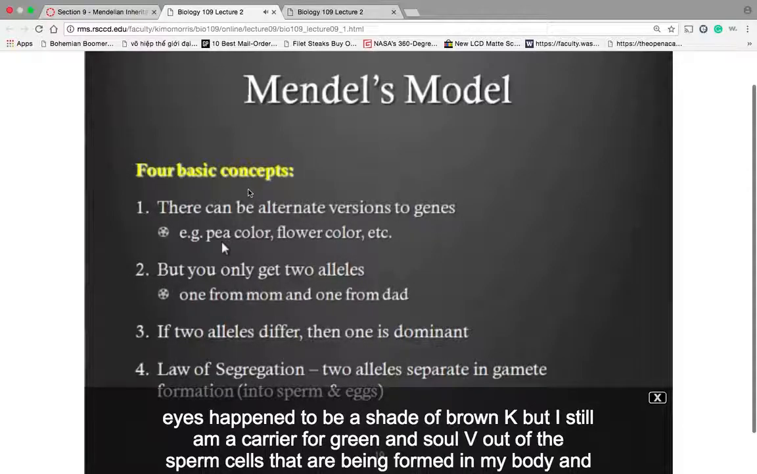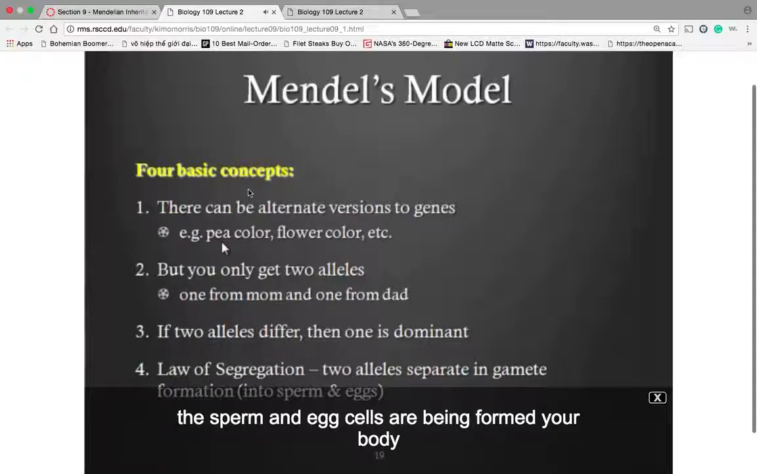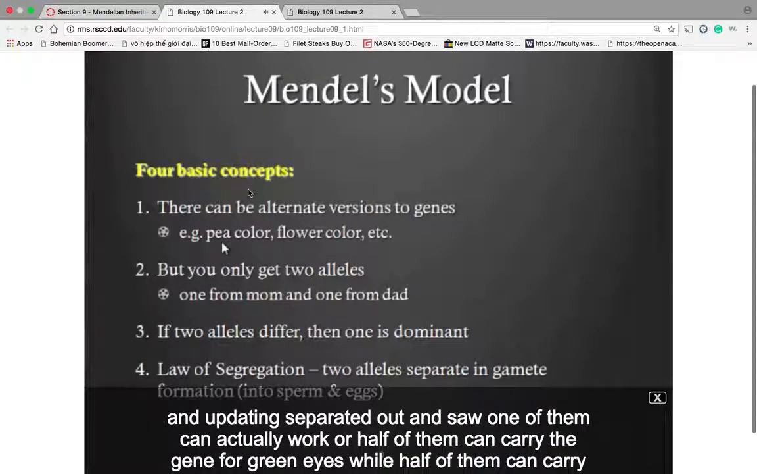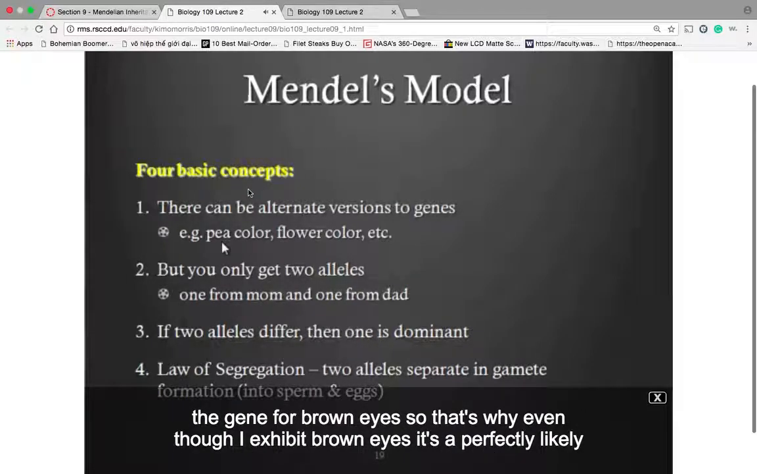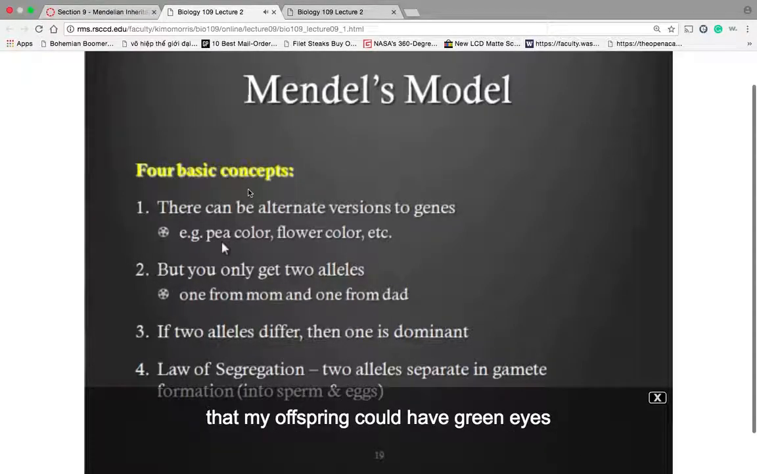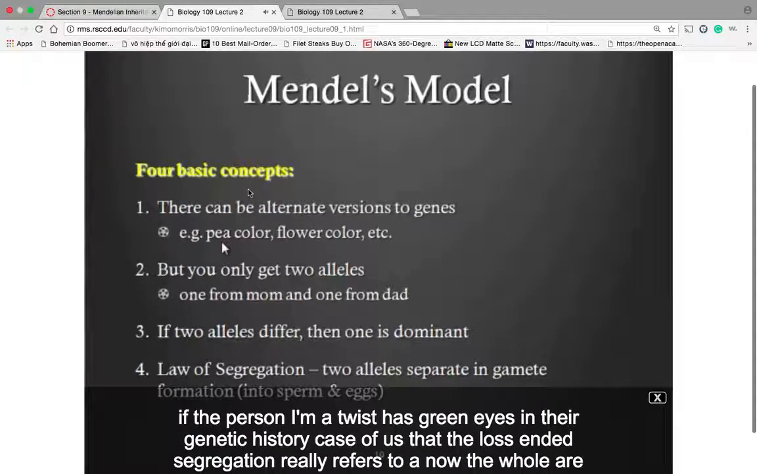Okay, but I still am a carrier for green, and so the sperm cells that are being formed in my body, and the sperm and egg cells that are being formed in your body, end up getting separated out, and so half of them can carry the gene for green eyes, while half of them can carry the gene for brown eyes. So that's why, even though I exhibit brown eyes, it's perfectly likely that my offspring could have green eyes if the person I mate with has green eyes in their genetic history. Okay, so that's what the law of segregation really refers to.